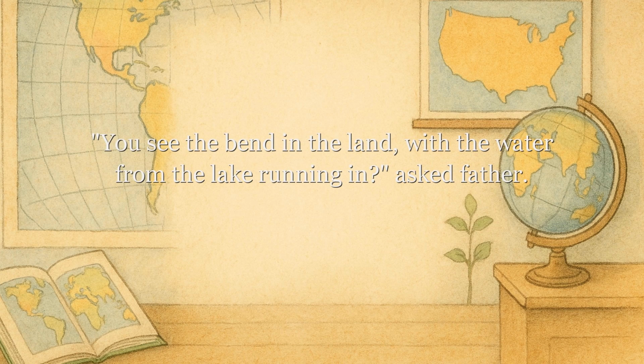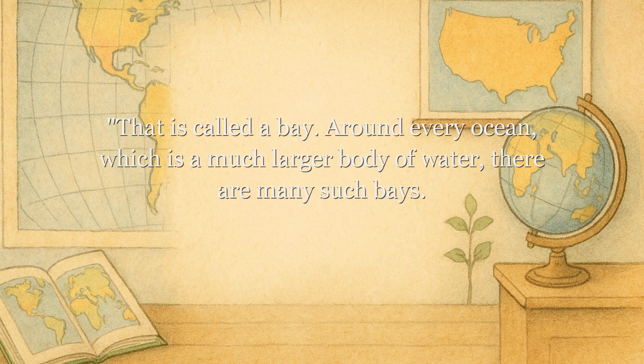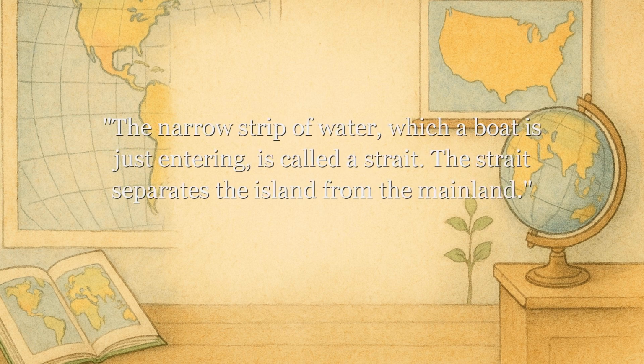"You see the bend in the land, with the water from the lake running in?" asked Father. "Yes," said Fred. "That is called a bay. Around every ocean, which is a much larger body of water, there are many such bays. The narrow strip of water, which a boat is just entering, is called a strait. The strait separates the island from the mainland."